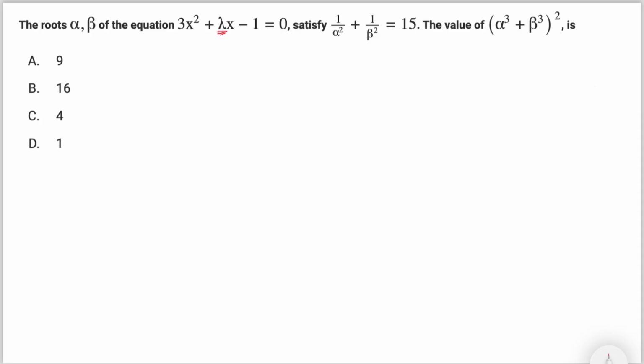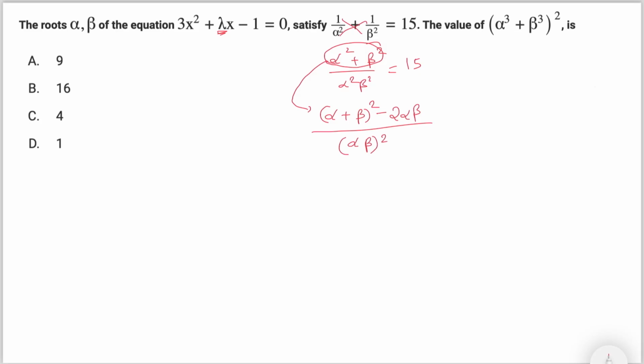Let us understand what we have been given initially. We have been given 1 upon alpha square plus 1 upon beta square as 15. Now our first step is we cross multiply these two terms. We will get (alpha square plus beta square) divided by (alpha square into beta square) will be equal to 15. Now this numerator is like a square plus b square, right? A square plus b square we can manipulate as (a plus b) the whole square minus 2ab. And the denominator alpha square beta square can be written as (alpha beta) the whole square. And this entire thing has been given to us as 15.